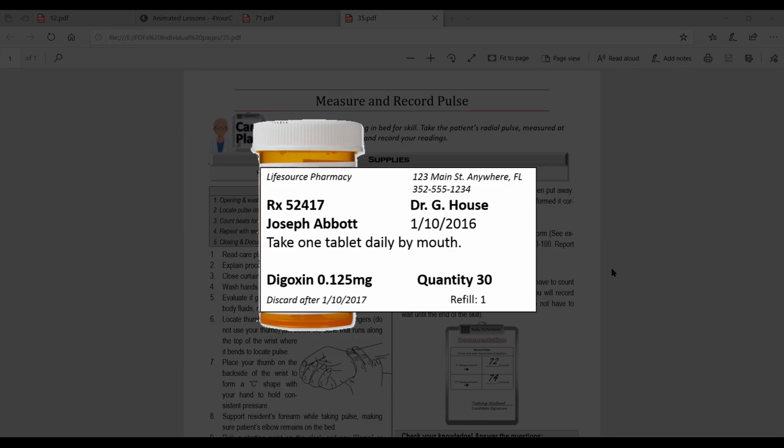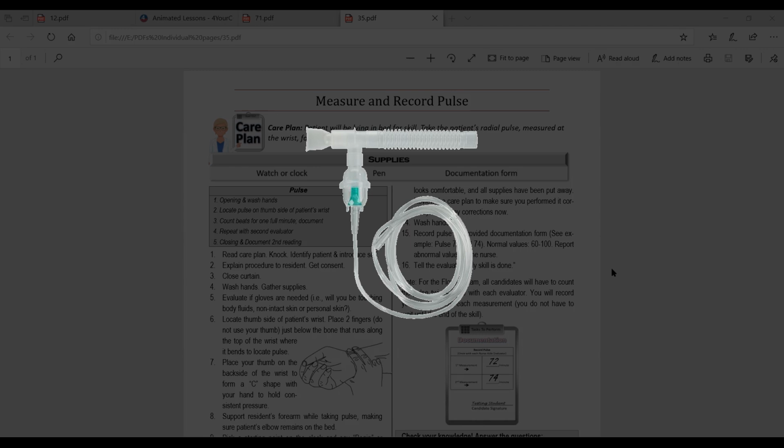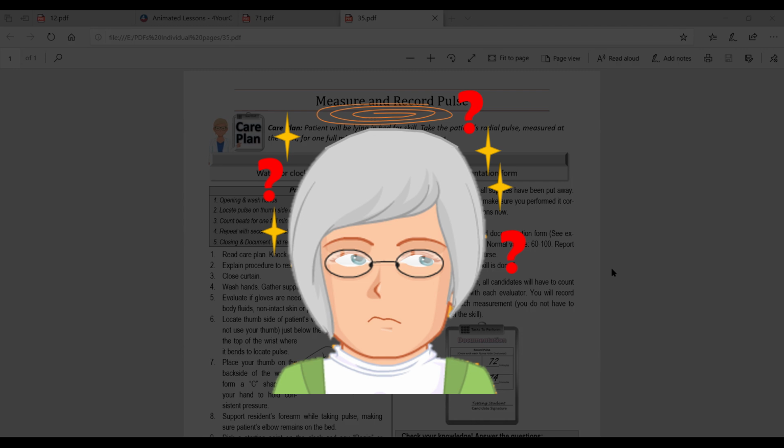So maybe the nurse has to give a medication that slows down the heart rate, and we've got to make sure that the heart rate is fast enough before we give the medication so we don't slow it down too much. Or maybe this patient had a breathing treatment that elevates the heart rate, and the nurse wants to spot check to see just how high the heart rate actually went. Or maybe the patient's not feeling so great right now and is having a little bit of dizziness.